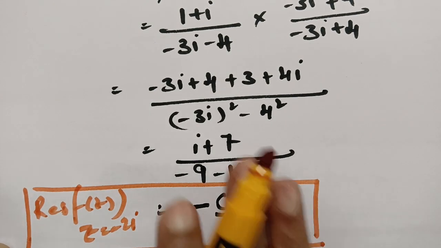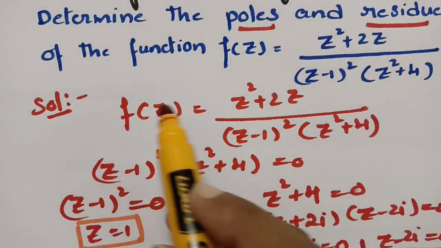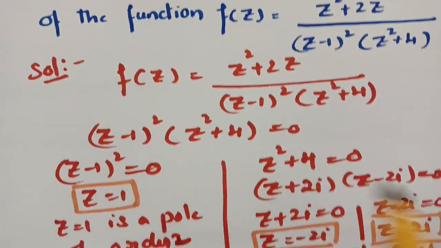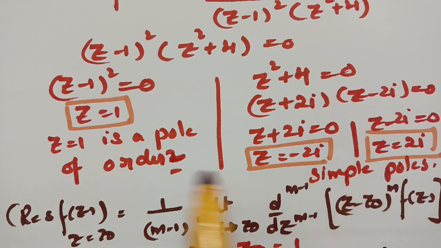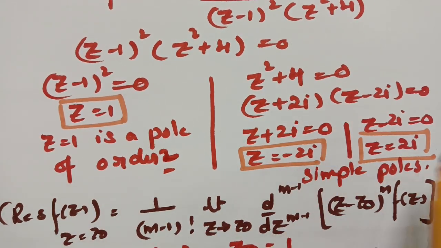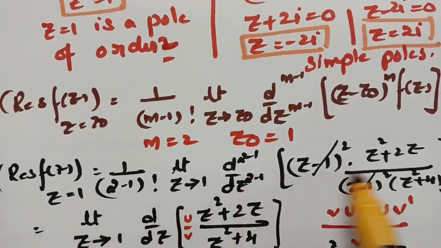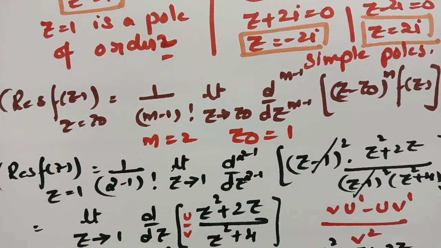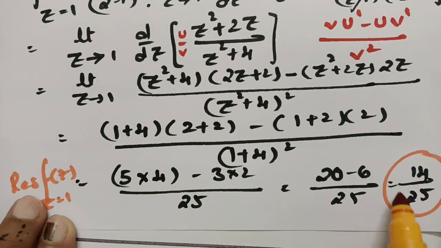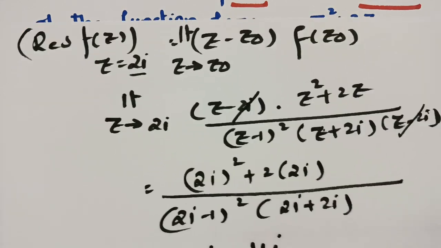So this is how we have to find out, and let me explain you. First of all, f of z is given as this one. In order to find the poles, we have to equate the denominator to 0. After equating the denominator to 0, we got our pole value z is equal to 1, which is of order 2, and z is equal to 2i and minus 2i are the simple poles. So for z is equal to 1, this is the formula, m is equal to 2 and z naught is equal to 1. After making one time derivative and substituting z as 1, we got 14 by 25 as the answer.